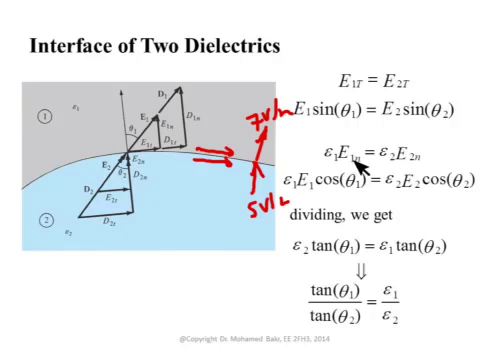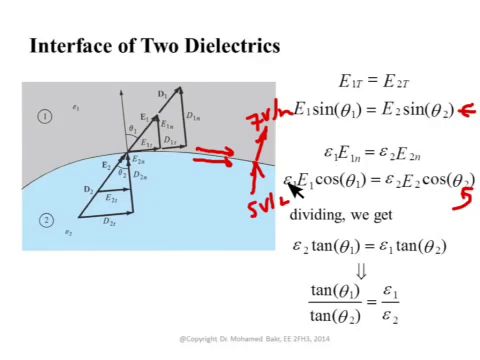We agreed that the normal component is nothing but the magnitude of the field, or the strength of the field, multiplied by the cosine of the angle. Now we have two relationships, this one here and this one here. If you divide one of them by the other, sine over cosine will give you tan of theta 1, and sine over cosine will give you tan of theta 2, with epsilon 1 in the denominator.